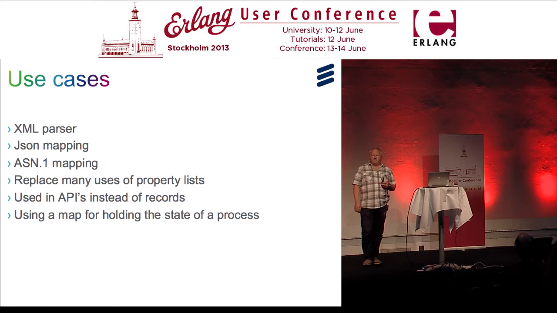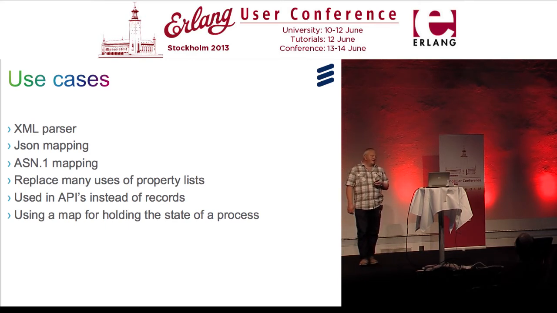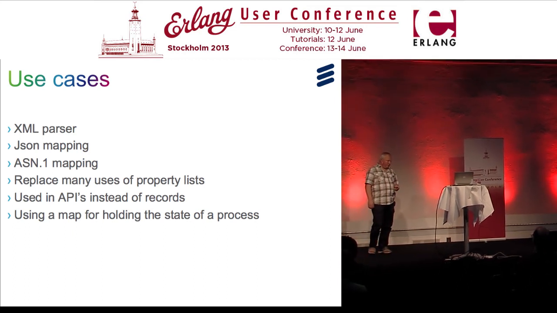And the use cases again for maps: you can use them when you build an XML parser to have the representation of what you parse, instead of records as today. It is convenient for a JSON mapping. You can have it also for ASN.1 mappings, which is similar to XML, I think. You can replace many uses of property lists. You can use it in APIs instead of records to avoid include files. And you can use them for holding the state of a process, and by that you can achieve better ways of doing upgrade. Records are a bit limited in that area.